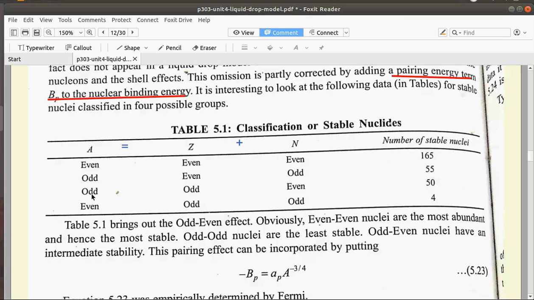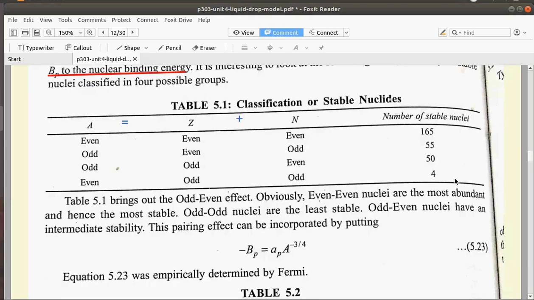Now again one more example. If the number of nucleons is odd and the number of protons is odd and the number of neutrons is even, in that case the number of stable nuclei is 50. If A is even, Z is odd and N is odd, both are odd, in that case only 4 stable nuclei are seen in nature. Practically observed, only 4 systems are present.